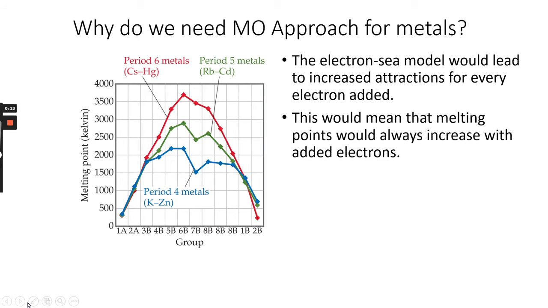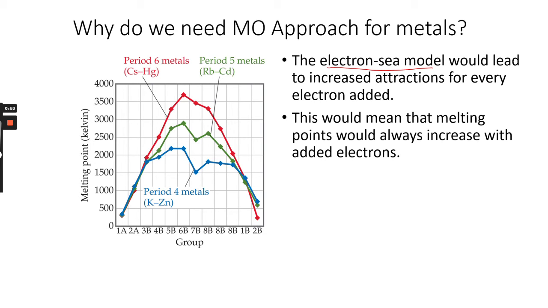So why do we need the molecular orbital approach for metals? Well, we've always talked about this electron sea model, where the electrons are not attached to any particular atom, so they're free to move around, so they're delocalized. And this really explains most of the properties of metals, but it does not explain the trend with melting point as you go across a group. As you go across a group, as you would expect, the more electrons you get, the higher the melting point, the stronger the bonds between the metals. But then you reach this maximum, and then it starts to decrease as you add more electrons.